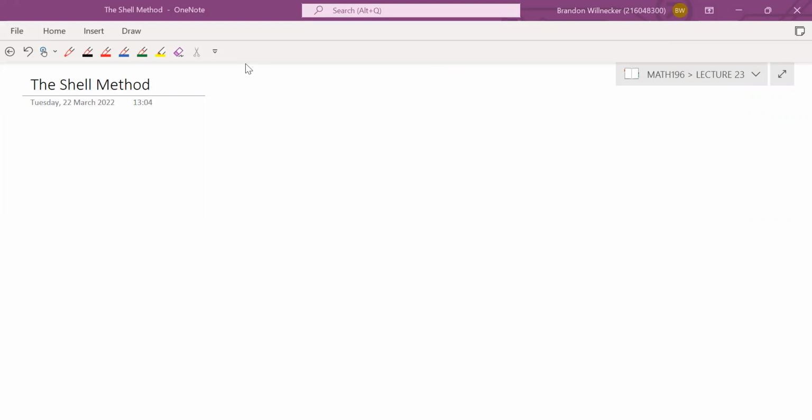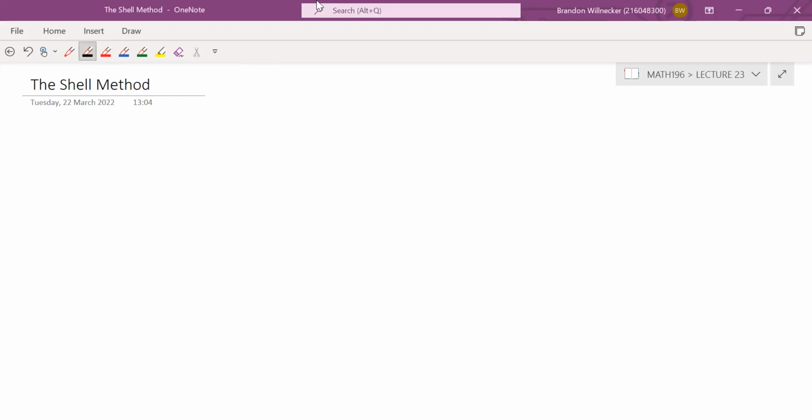So if I give you some curve and I say rotate it around the x-axis, you're going to get some shape. You should be able to work out what method to use and how to use it. Sometimes I will tell you what method to use. Other times I'll let you figure out what method to use. Okay, so let's start off with the shell method.